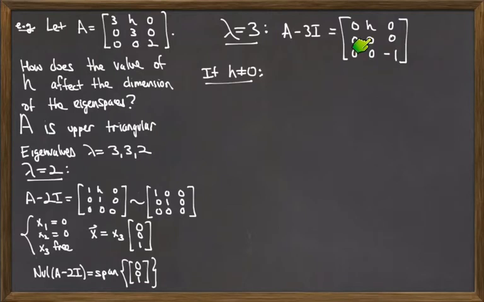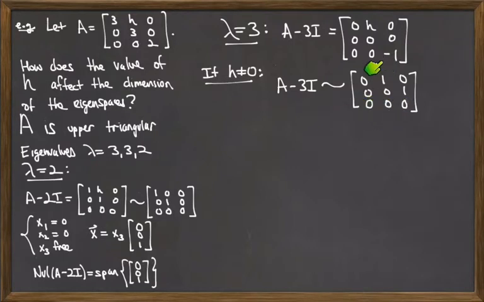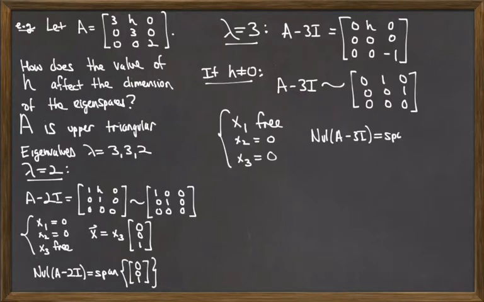If h is not 0, that is a pivot position there. And if you row reduce this matrix, you'll get 0, 1, 0, 0, 1. Notice there was a nonzero entry here, but remember we'll always make sure to have a row of zeros at the bottom if need be. And so you write down your solutions to the homogeneous equation. x1 is now free, x2 is equal to 0, and x3 is equal to 0. So the null space will be the span of the vector (1, 0, 0), where 1 is our free variable in the first spot and all the other variables are 0. You notice that the eigenspace is one-dimensional.